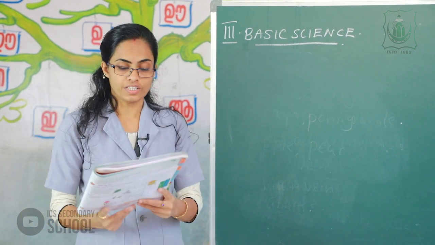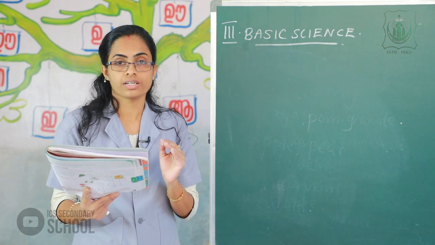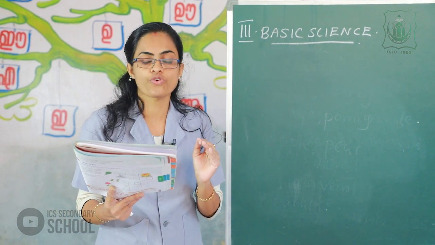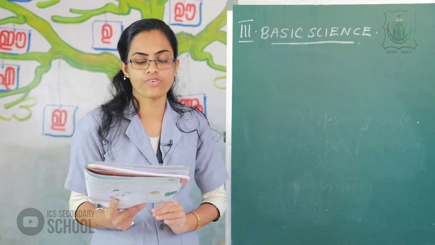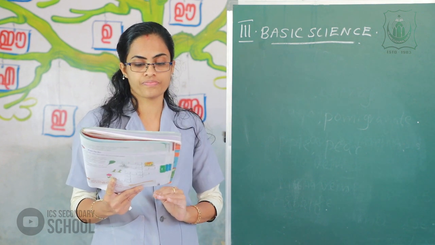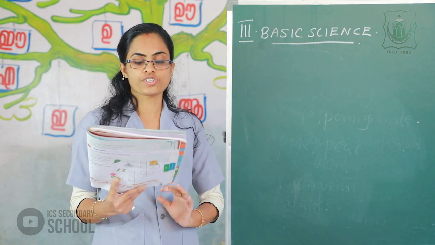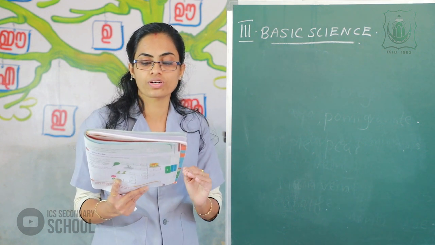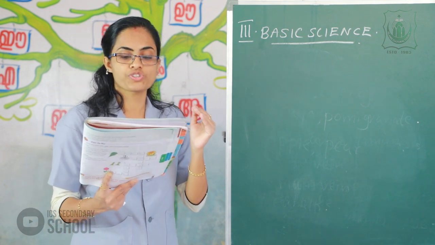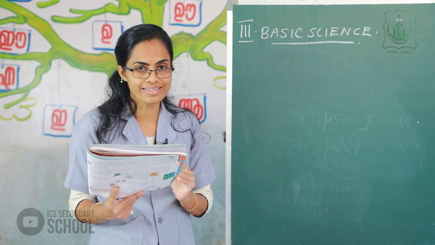First, I read this paragraph on page number 118. Write T for true or F for false, the correct statement or wrong statement. The first one: the shoot system grows below the ground. Is it correct or wrong?